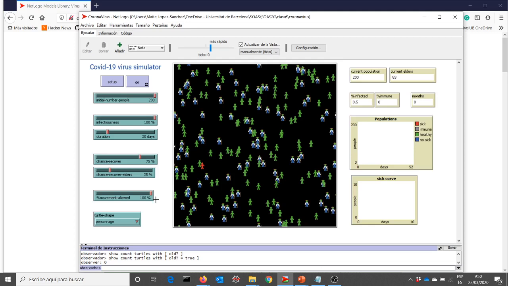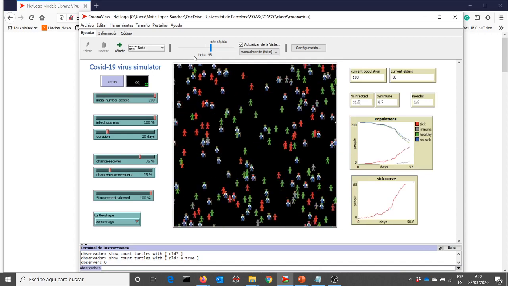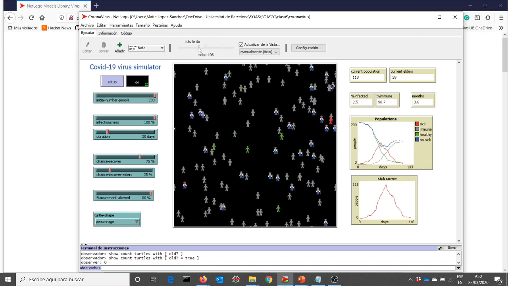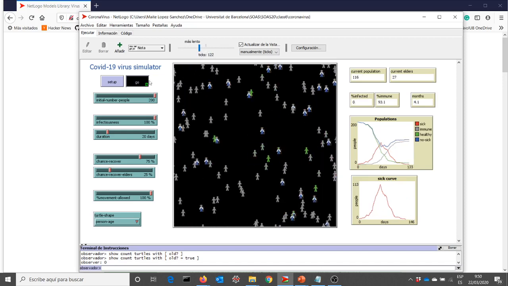And now we will have a simulation where everybody is allowed to move, just as the first simulation that we saw in the article. So let's start the model. Here we have the sick individual, and I start the model. Maybe I can do it slower. So let's see what has happened here.